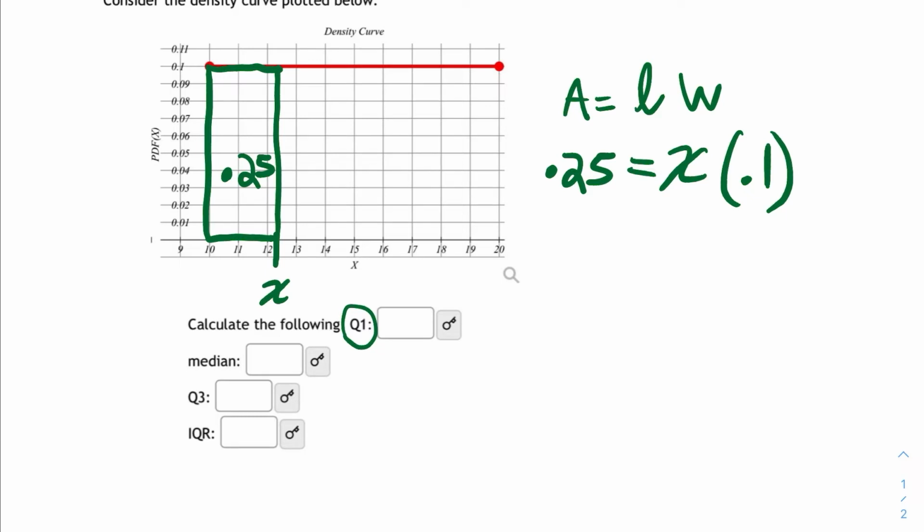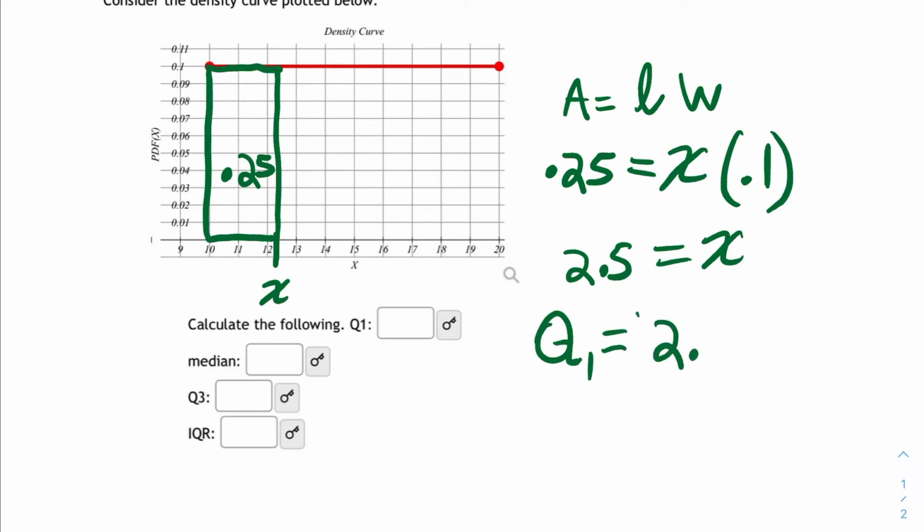So when I do this calculation, I divide both sides by 0.1, and 0.25 divided by 0.1 is 2.5. That means that x is 2.5 units from 10. So the first quartile is 10 plus 2.5. Q1, the first quartile, is equal to 12.5, because we're starting at 10, and 2.5 is how much you add to 10 to get to the first quartile. So that was the first quartile.